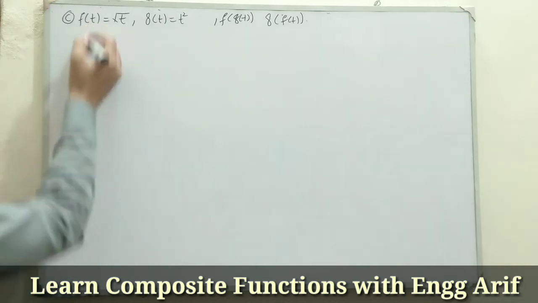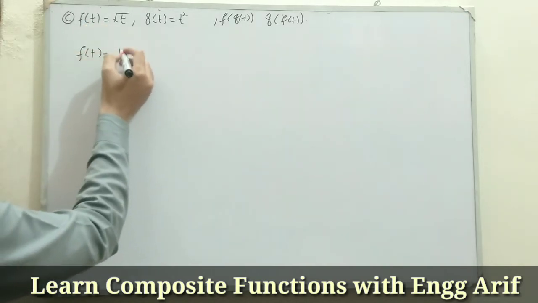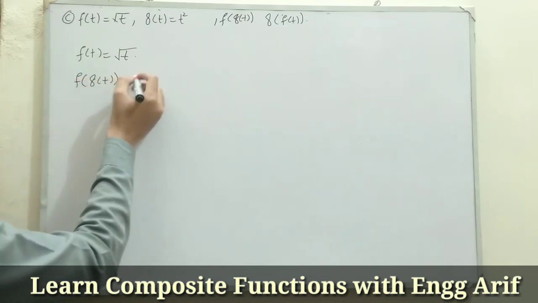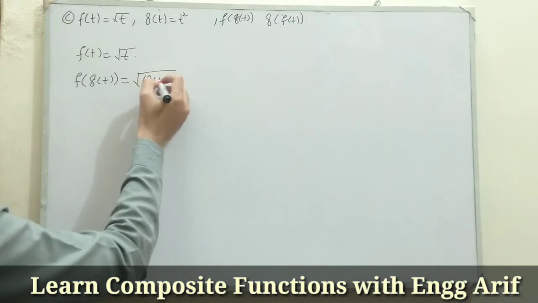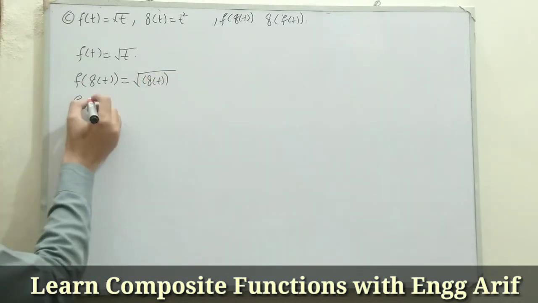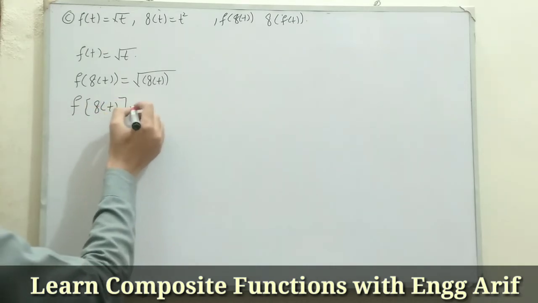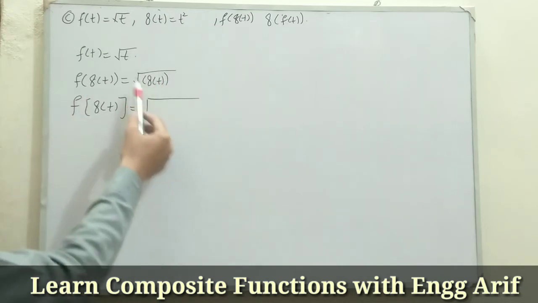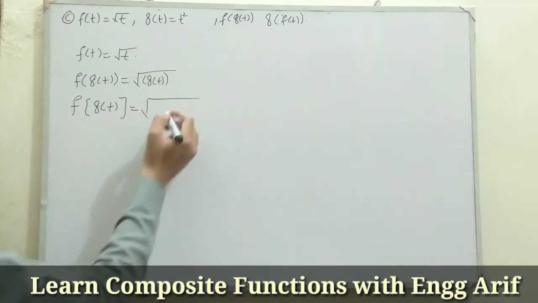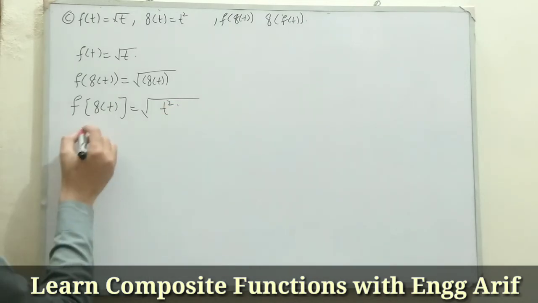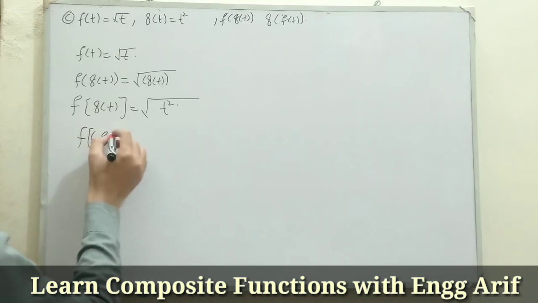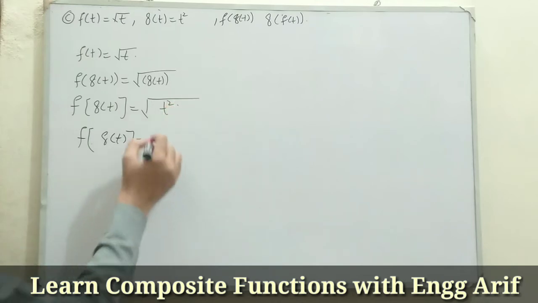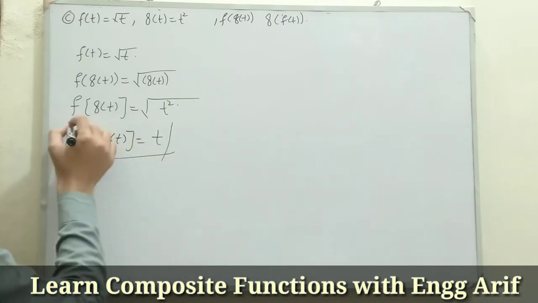Now we were given f of t is equal to under root t. Now replace this t with g of t, so it becomes f of g of t. Now f of g of t will be equal to under root of g of t, so our g of t is equal to t square, so put t square over here. So f of g of t will be equal to under root of t square. The square will cancel out with the under root, so we are just left with t. So it means that our f of g of t is equal to t.